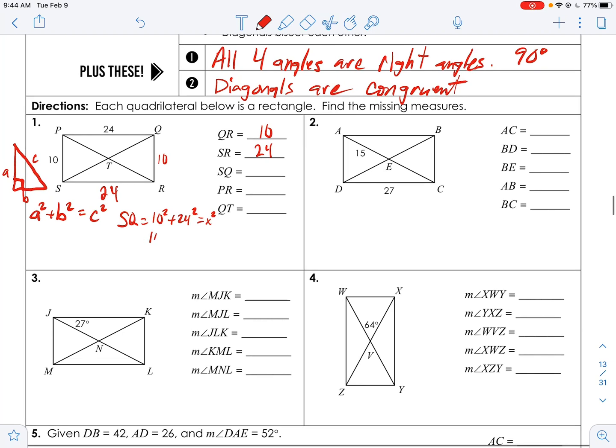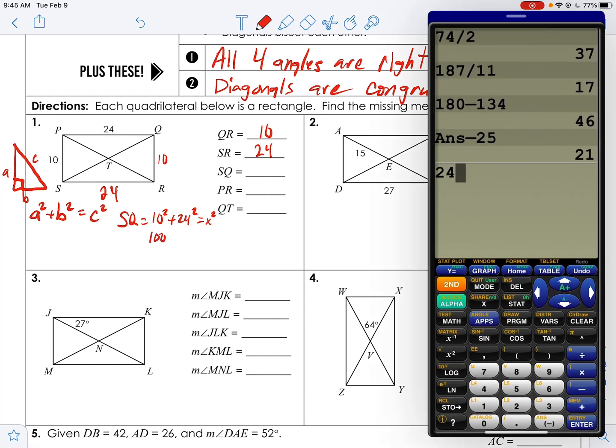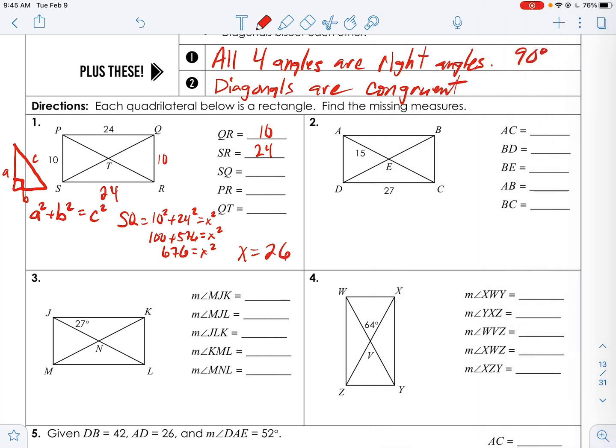We've got to solve for x. Well, 10 squared is 100. Let's look at what 24 squared is. 24 squared is 576. And so that's 676. And so 676, we want the square root button. Boink. So x equals 26. Very nice. So S to Q all the way across, because we had side 10 and side 24, we now know all the way across is 26.